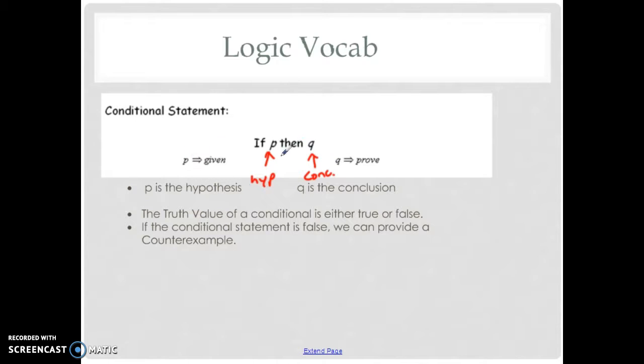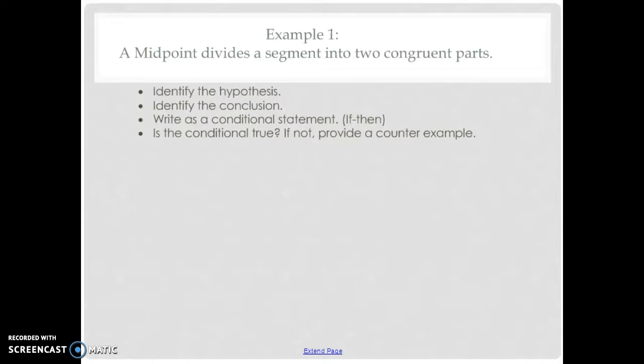And we use P as also the given and Q as the prove. What were you told? What are you trying to prove? And then that can either be true or false. Sometimes it may be false. We have to then make a counterexample. So not every conditional statement is going to be true. We have to take the ones that are false and be able to prove it by drawing a counterexample.